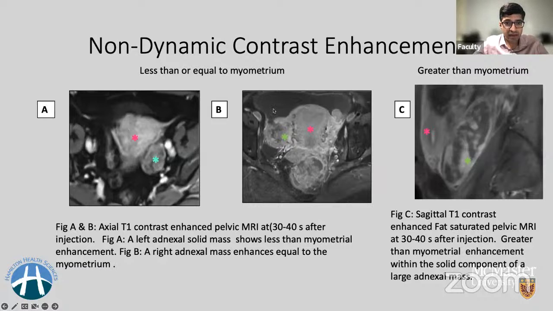Then this is another example. The patient has multiple pelvic lesions. There were bilateral adnexal masses, but the solid component enhances equal to the myometrium in this 30-second post-contrast axial image. And in this case, the sagittal post-contrast image shows that the solid component enhances greater than the myometrium. So using non-dynamic, you can only classify it into one of two categories, whereas with a dynamic perfusion curve, you can classify it into a low risk, intermediate risk, or high risk curve.